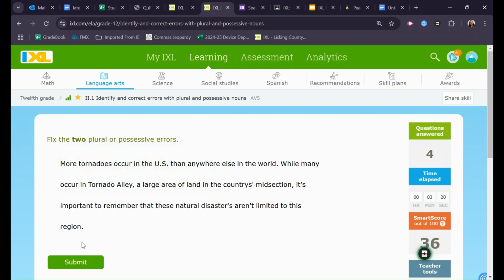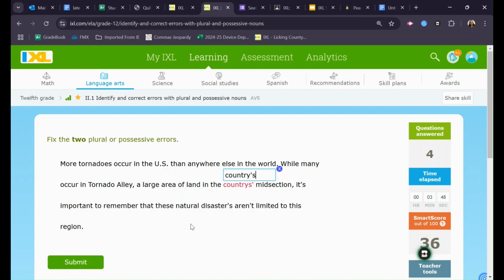More tornadoes occur in the U.S. than anywhere else in the world. While many occur in Tornado Alley, a large area of land in the country's midsection, it's important to remember, and so on. Let's start right here. Okay, the country's midsection. How many countries here? Well, one country, so this is a singular word. Is it possessive? Country's midsection, the midsection of the country, that's singular possessive. So I'm going to type the word singular and then add the apostrophe S.